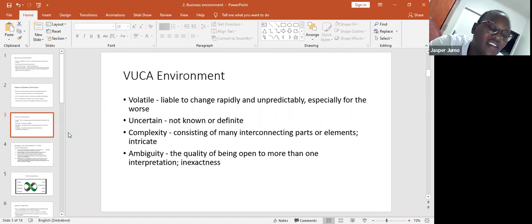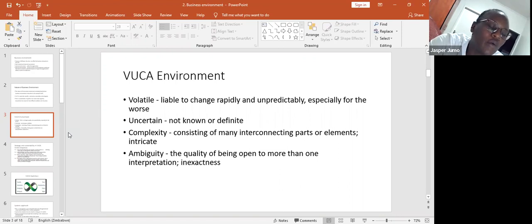We also say it's uncertain. When we say something is uncertain, it means you have no way of knowing with absolute certainty. You cannot know for sure what tomorrow will bring. It's uncertain. You don't know. It might go this way, it might go the other way.